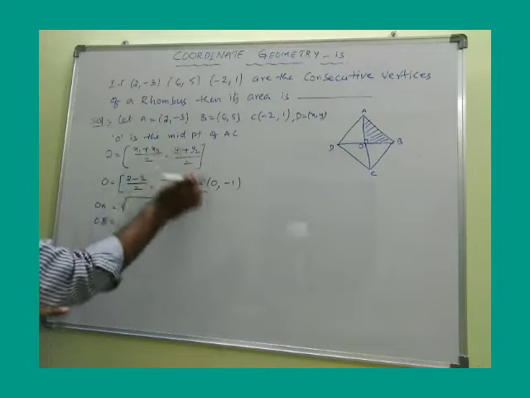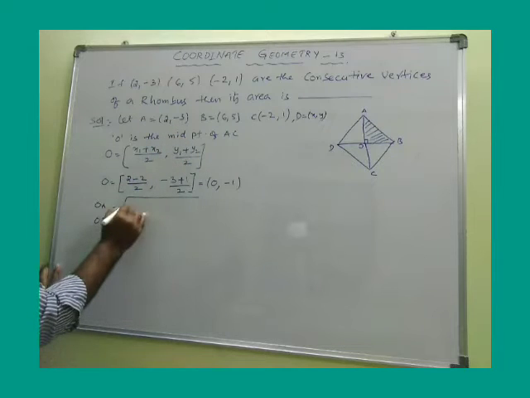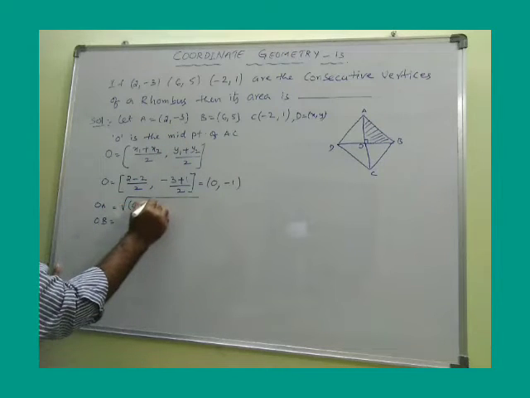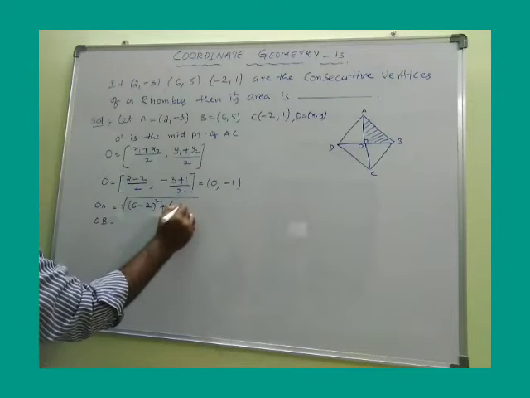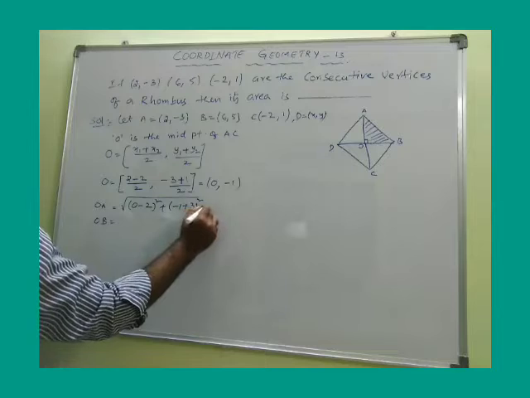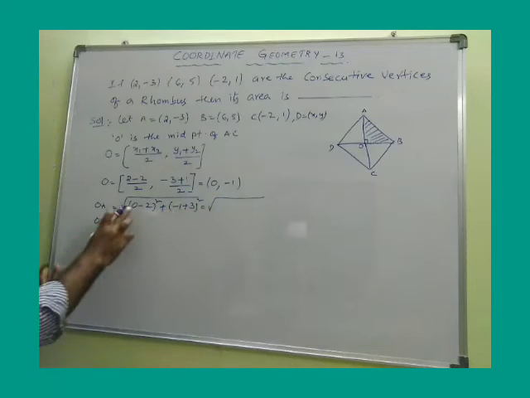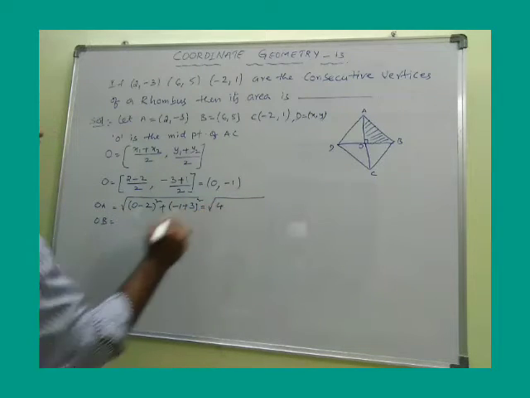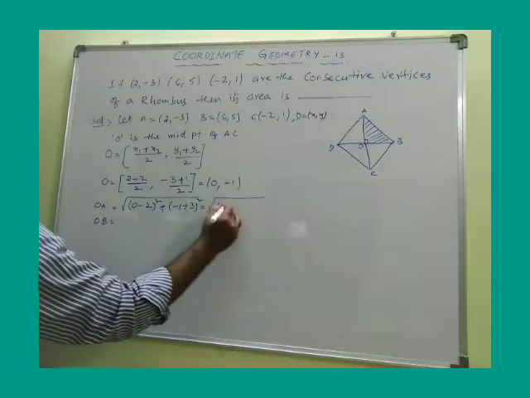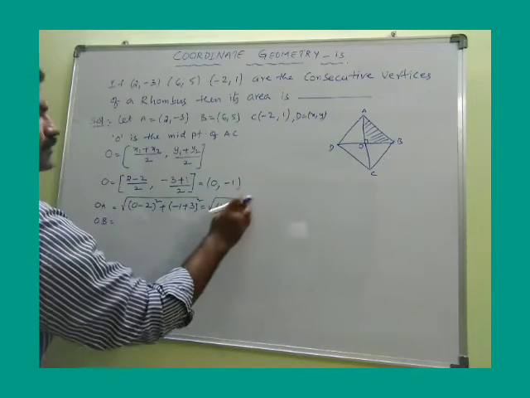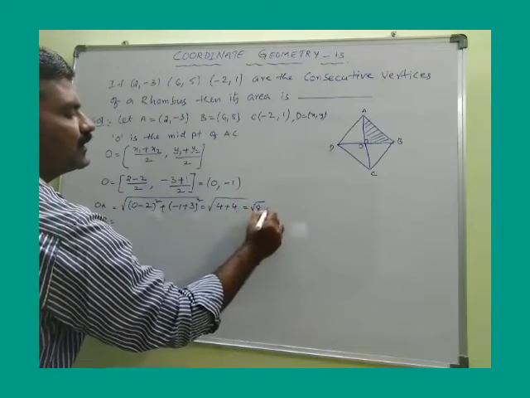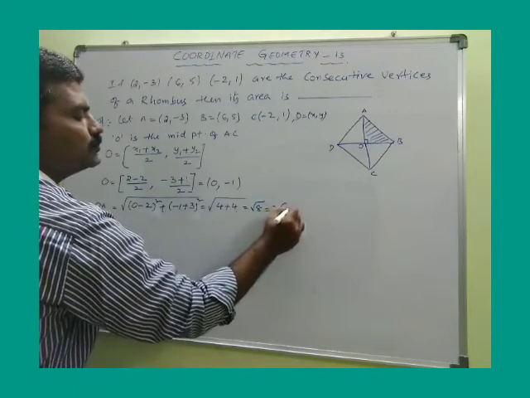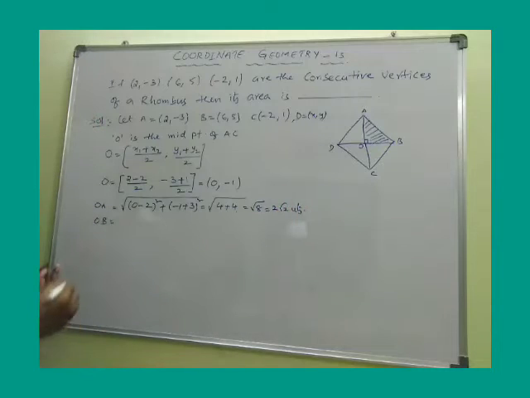Coming to the distance formula for O and A: 0 minus 2 whole square plus minus 1 minus of minus 3, which will be plus 3, whole square. So root of 2 square, which is 4, and this is also 4, which is equal to root 8. Can I write 4 into 2, which is 2 root 2 units, of course.